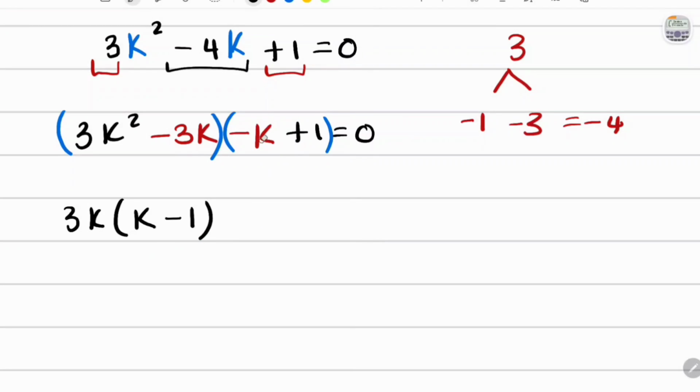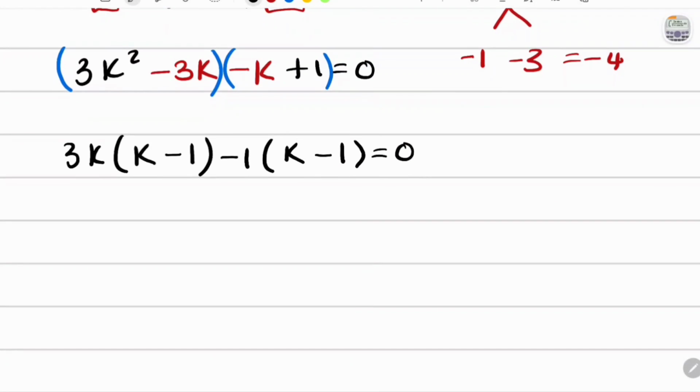Now, out of these two, what can you take out as a common factor? What's common between negative k and positive 1? It's actually negative 1. You can take negative 1 out as a common factor. Open up a bracket, and what is left? Negative k divided by negative 1 is positive k, and positive 1 divided by negative 1 is negative 1. Now, do you see that in the brackets we have the exact same thing?